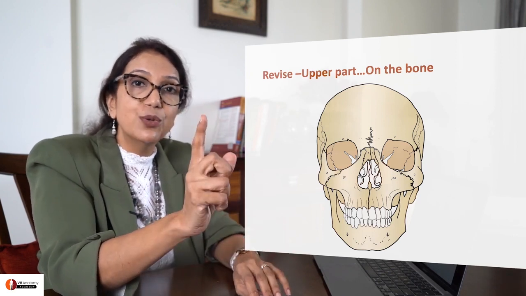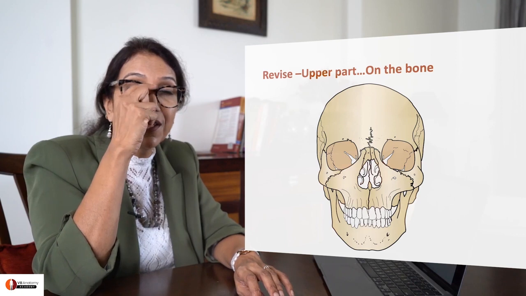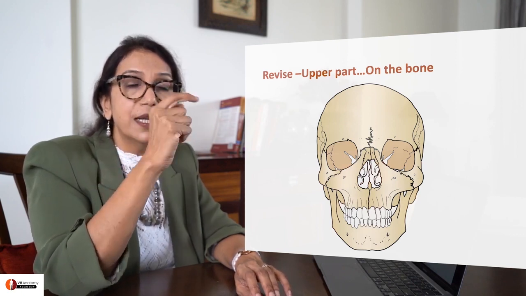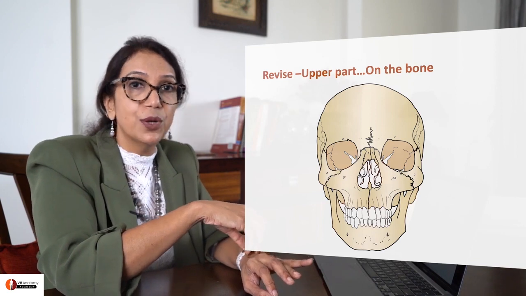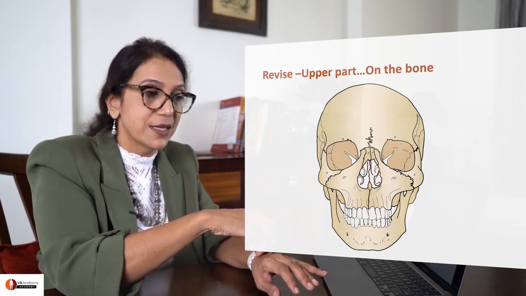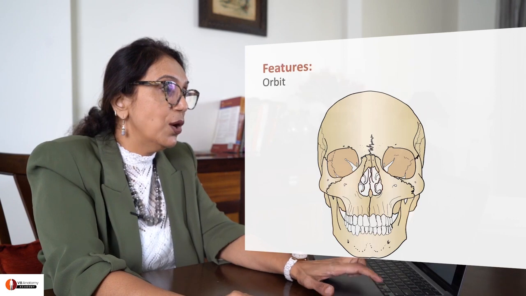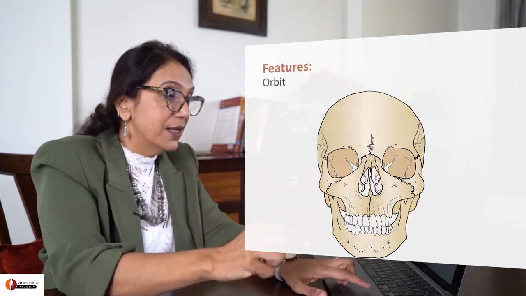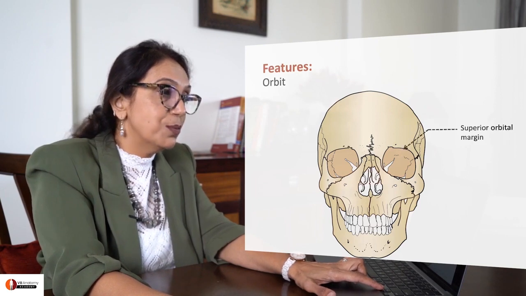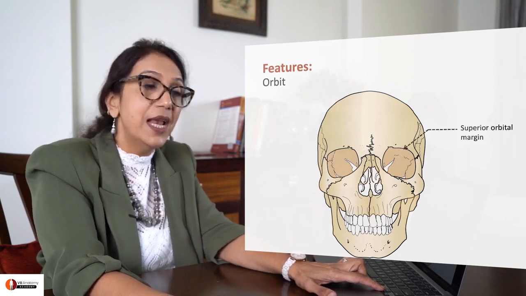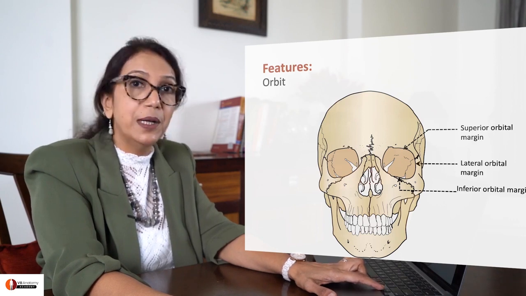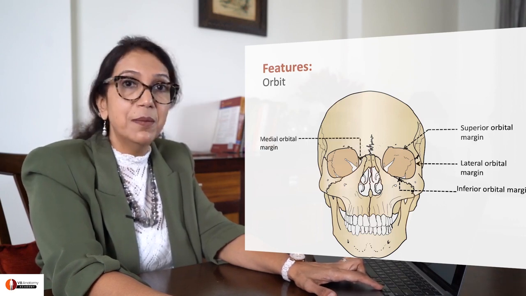What does procerus do? Horizontal creases on your nose. Corrugator supercilii, vertical creases. Orbicularis oculi tightly closes your eyes. We now go to the orbit, or the study of this orbital socket. The orbit consists of a superior orbital margin and inferior orbital margin, a lateral orbital margin, a medial orbital margin.